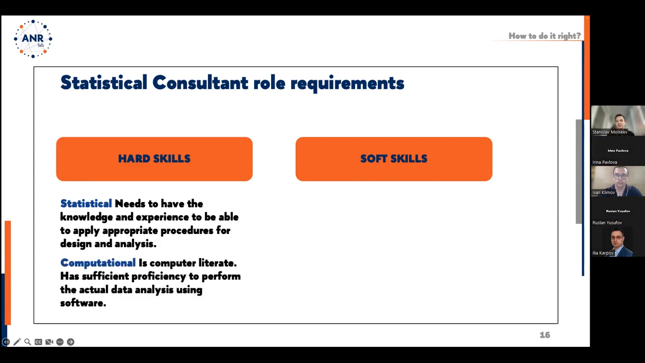Also, it's very important for consultants to have some computational skills, because nowadays most complex computational procedures require you to know special programming languages, like R, Python, or sometimes C++. You have to know special packages which may help you to solve a specific problem. You have to know how to put all this together, and so on and so forth. And this is very important when talking about hard skills.